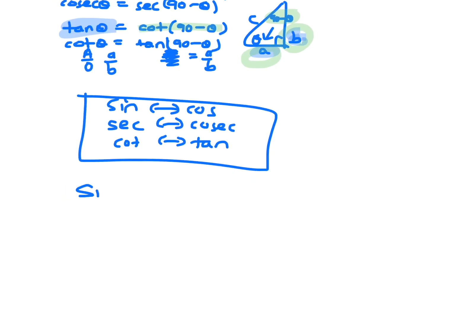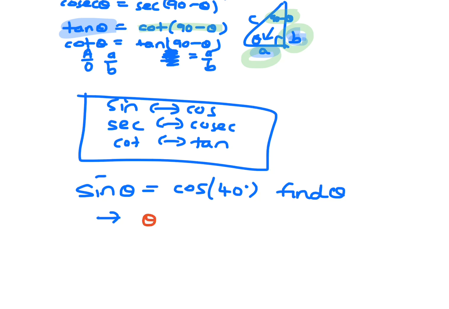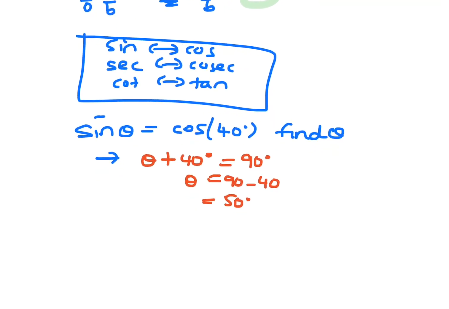So if you're given sine theta equals cos of 40, find theta. Basically, to find theta, we know that theta plus 40, because cos and sine are complementary, equals 90. So theta would have to be 90 minus 40, which is equal to 50 degrees. And that would work for any of them.